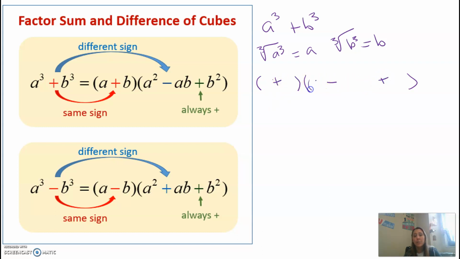I'm going to square the first term. I'm going to square the last term. And then they both go in the middle. So then my first term is the cube root of this, which was a. Then my second term is the b. It's the second term right there, which is b. And then this is going to be my first term, and that goes in the middle, and then my second term goes on the last part. And then I just have to simplify my trinomial. So I'm going to end up with a plus b times a squared minus ab plus b squared.